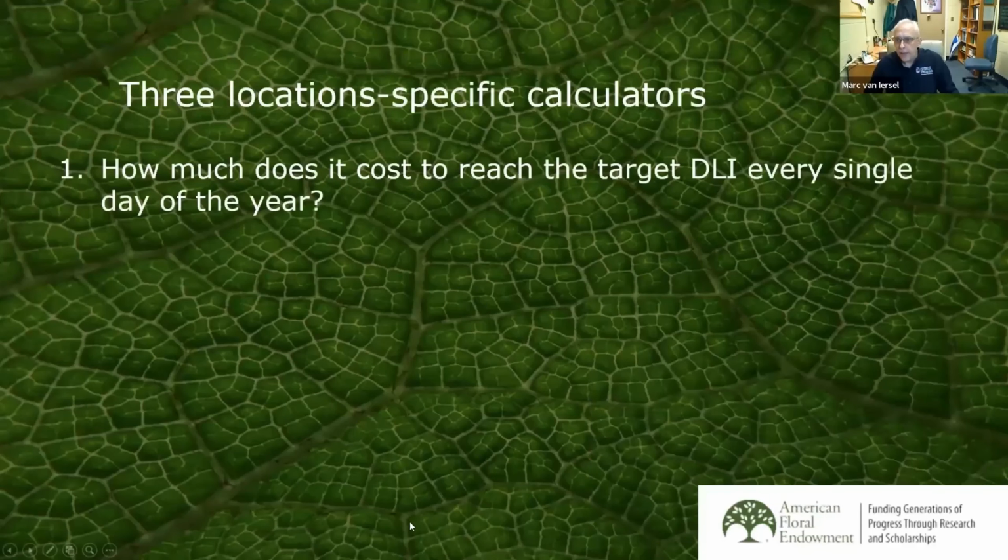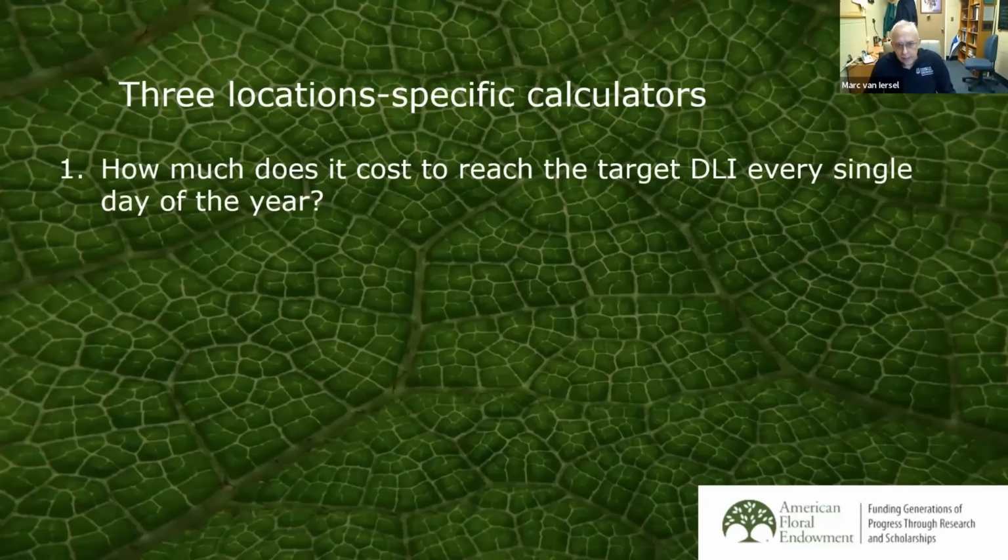And so we have developed 3 different calculators. The first one we developed is a calculator that can estimate the electricity cost, assuming that you have a large enough lighting system installed to reach the target daily light integral that you want to achieve in your greenhouse every single day of the year. That calculator is available for use, but I'm actually not going to talk about that today because it is not realistic that you would actually design your lighting system to be able to reach the target daily light integral that you want to achieve on even the very darkest day of the year.